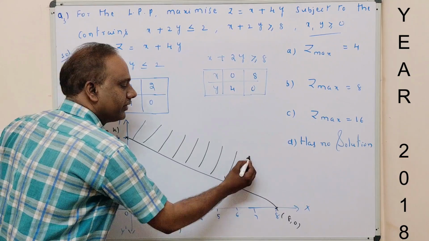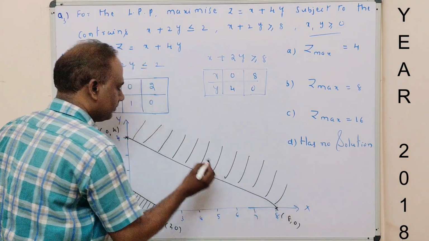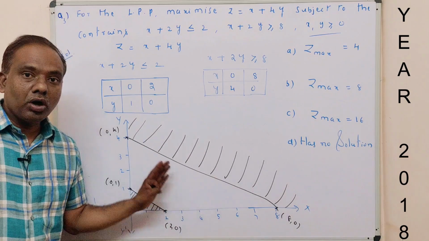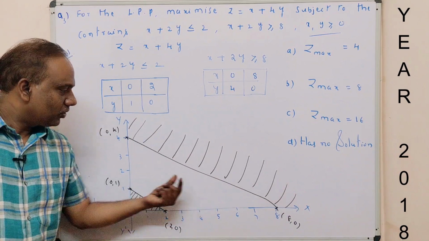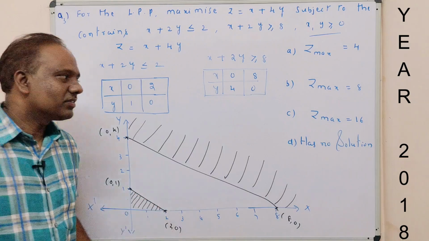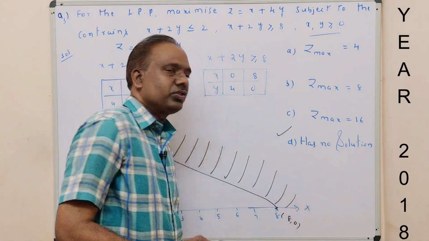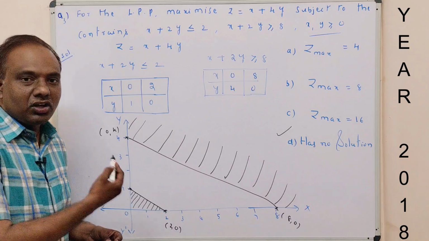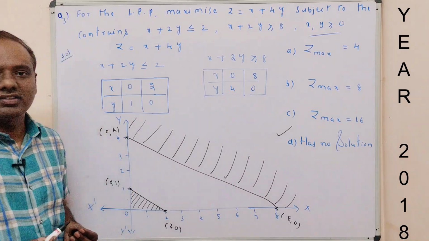Now please observe here. So here there is no common region. No common region means it has no solution. No solution means no common region here. That means the optimal solution does not exist.